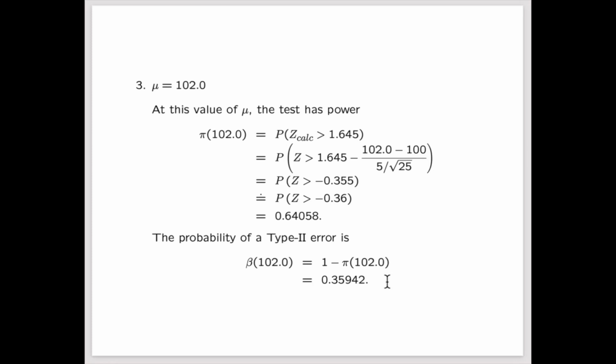Now that's still a fairly high probability. We may not be comfortable with that, all right, but we do see what the probability is of committing a type 2 error when mu is equal to 102.